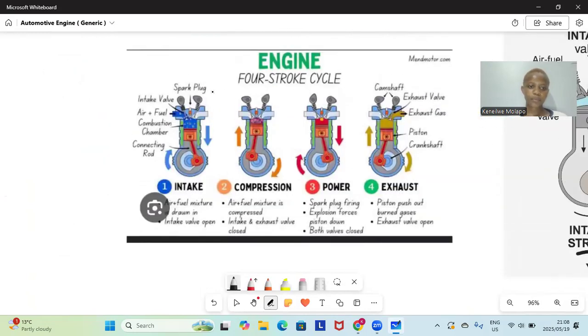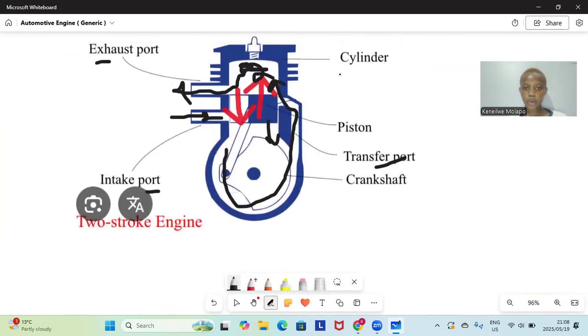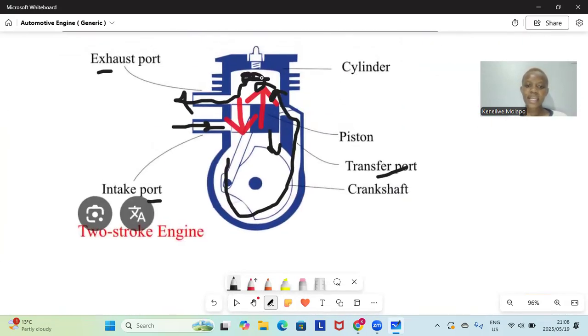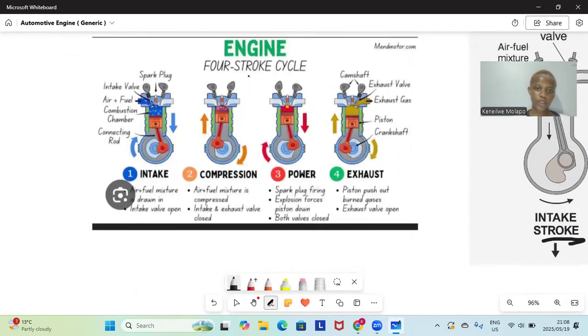Four-stroke cycle, this here is air plus fuel. Okay, let me go back to the two-stroke engine. When I said air, I was giving an example. It is air plus fuel, okay? When I was saying air, I was giving an example so that you can understand how it works. Okay, let's go to the four-stroke engine.